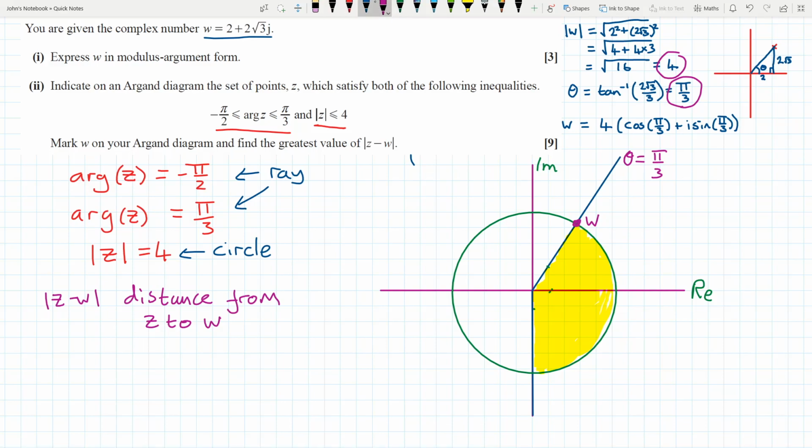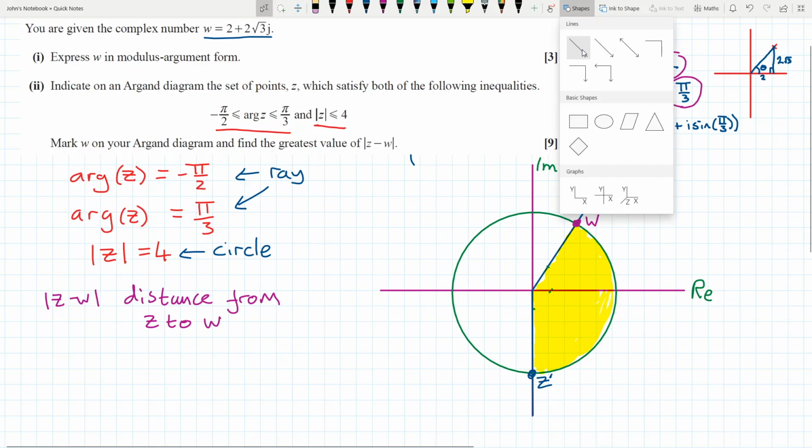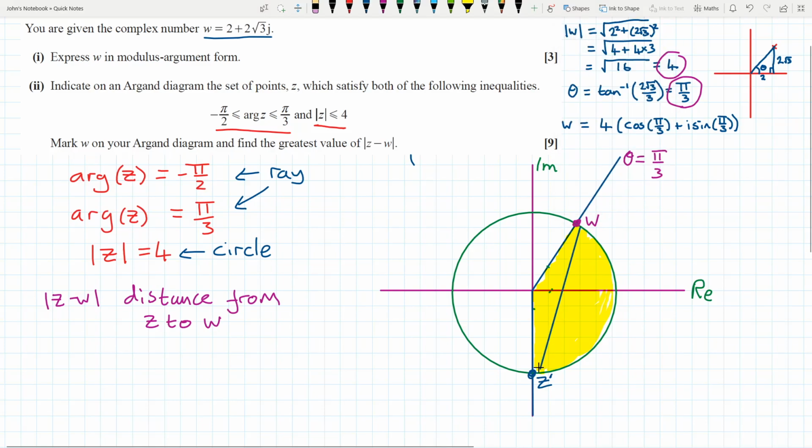So sometimes with these kinds of problems, you just have to use a little bit of intuition. Sometimes you have to think about the fact that the furthest point on a circle from another point is across the diameter. But looking at this, I'm quite comfortable that Z down here is going to be the furthest point, or it's kind of Z prime because it's one particular Z that is the furthest point from W. So the modulus of Z minus W is going to be the distance from there to here. So I've got to find the length of that line.